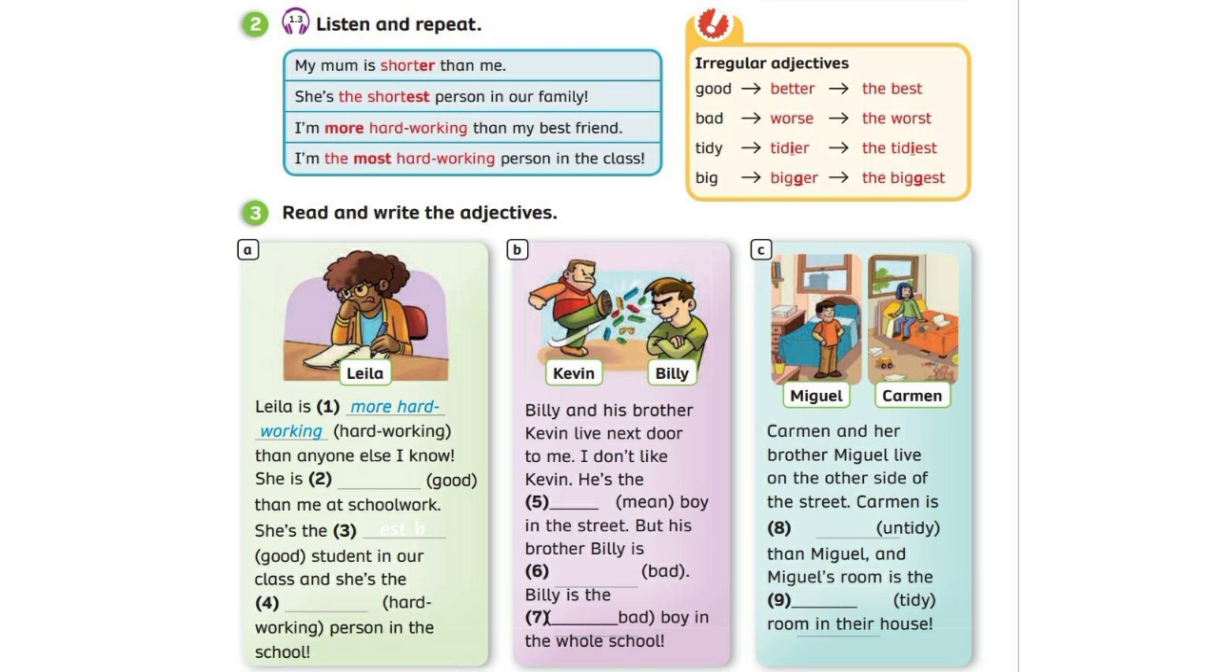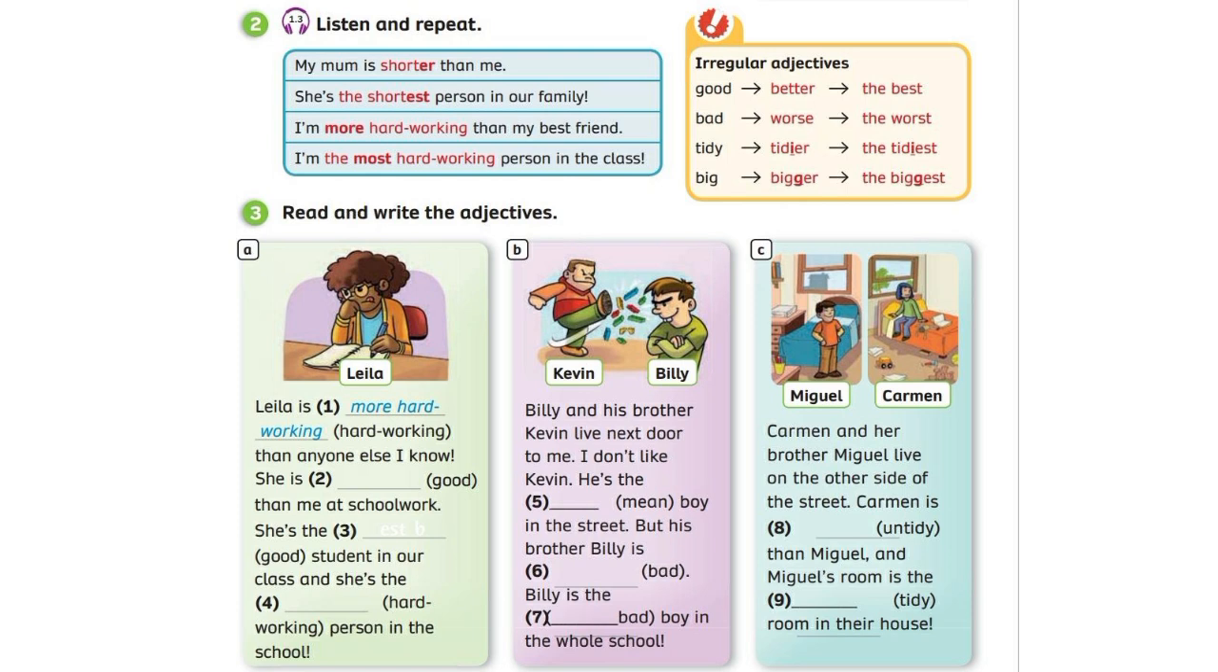Moving to the second text about Kevin and Billy, blank 5 becomes the meanest because the word the tells us it is a superlative. Blank 6 becomes worse because Billy is being directly compared to Kevin, and blank 7 becomes the worst because Billy is the top bad boy in the whole school.